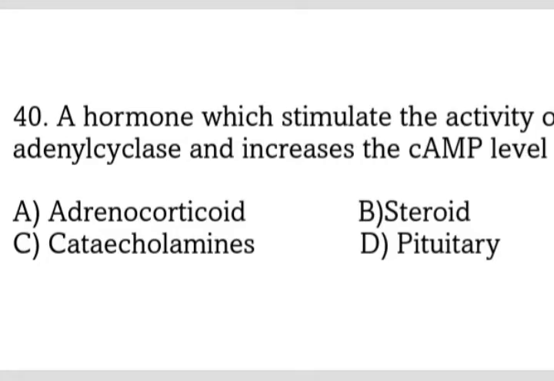Question number 40. A hormone which stimulates the activity of adenylcyclase and increases the cyclic AMP level. Option A, adrenocorticoid, option B, steroid, option C, catecholamines, option D, pituitary. The answer is catecholamines. Catecholamines are epinephrine and norepinephrine.